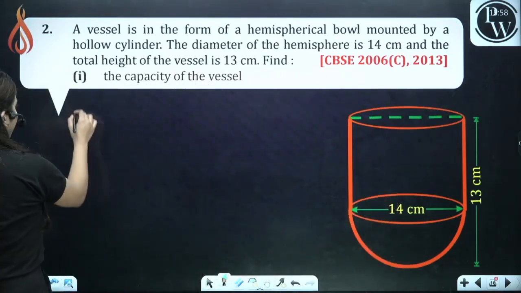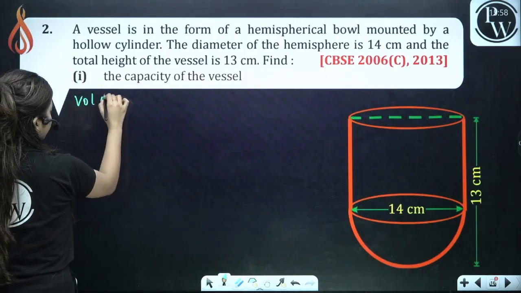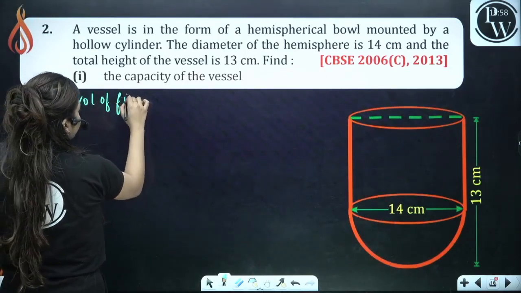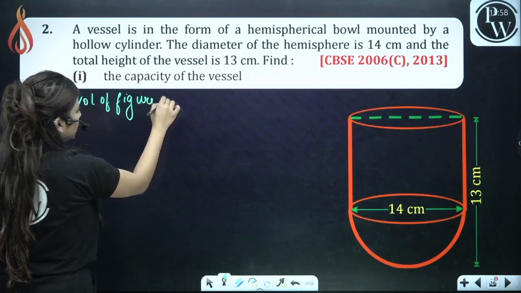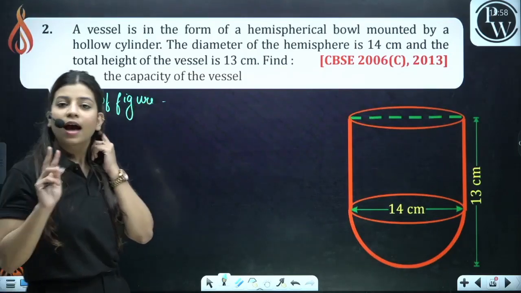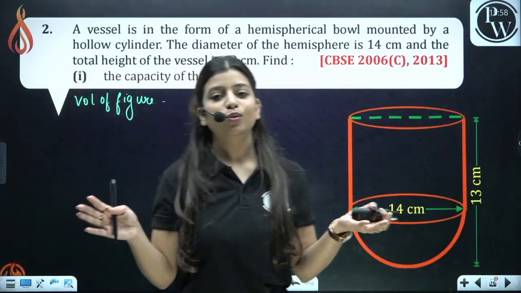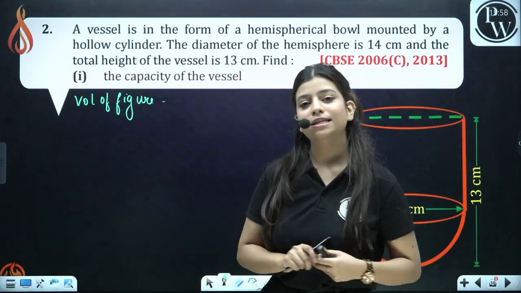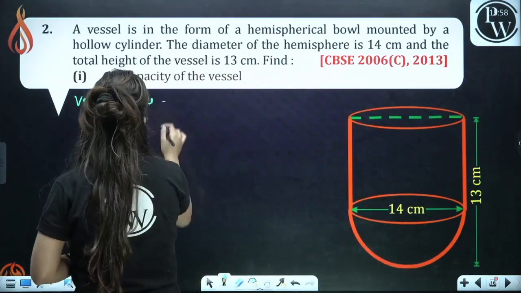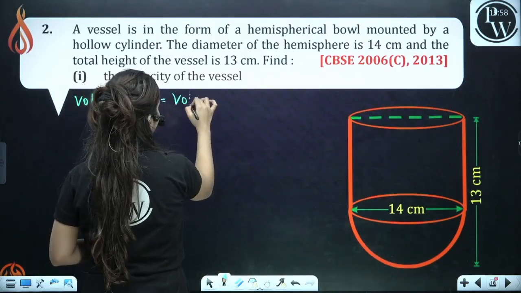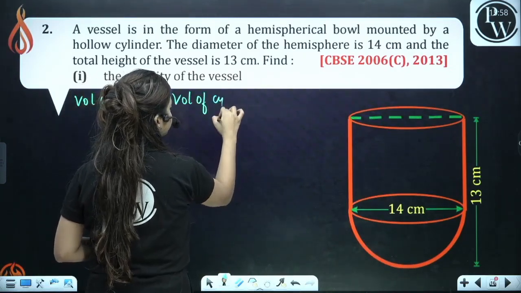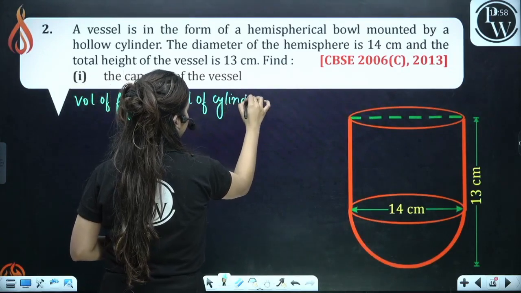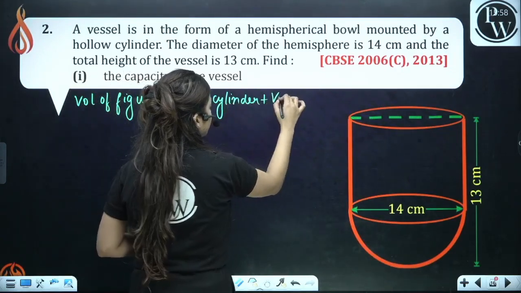I know that the volume of this whole figure, I can break this figure down into two figures. One is the hemispherical bowl and the other one is the cylinder. So that means the volume of the figure will be equal to the volume of the cylinder plus the volume of the hemisphere.